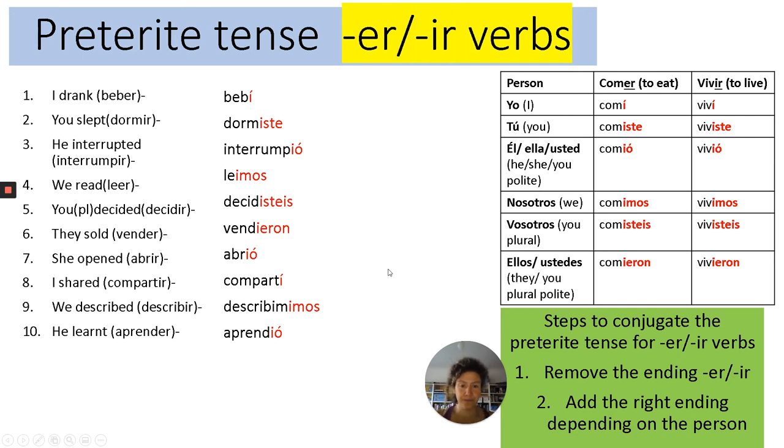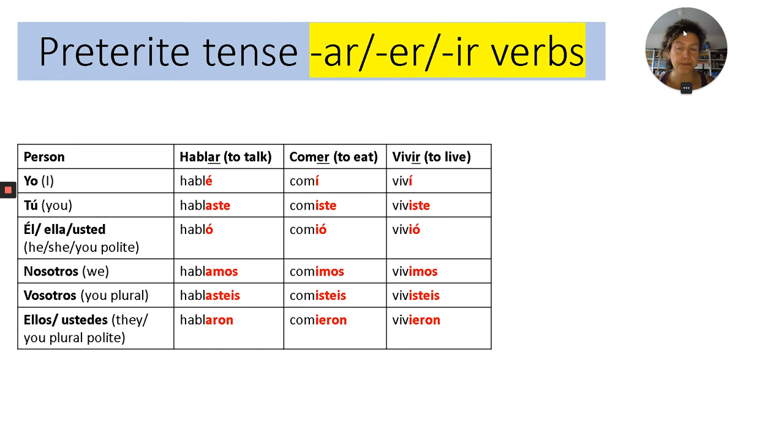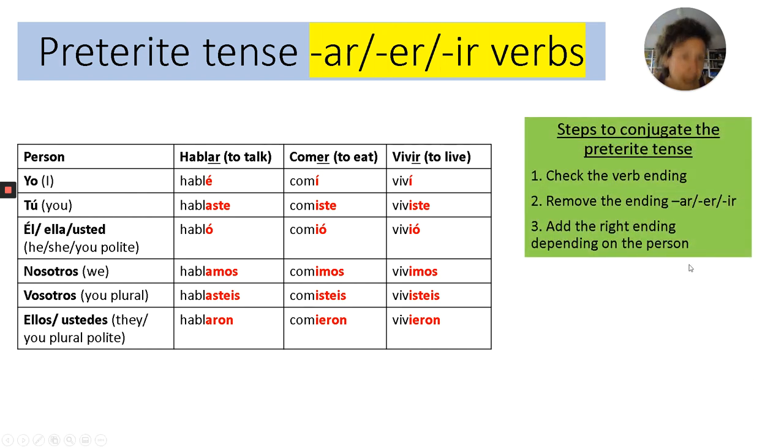Okay? So, we've done a little bit of practice and hopefully you now get the idea, because the most important thing is remembering these steps. Remove the ending and add the right ending depending on the person. So let's have a look at the whole grid. Now we've got all our verbs in a grid. You've got the different people that we conjugate against. And then we have the three verbs, hablar, comer, vivir, and you've got all the endings in different colors.